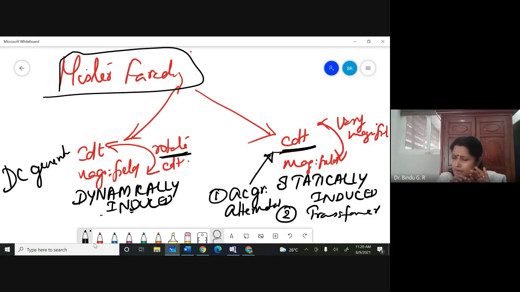Now, I had gone a little wrong while I was writing it. Just remember, when the conductor remains stationary, it is statically induced EMF. And when the conductor rotates, or when the conductor is dynamic, it is dynamically induced EMF. It is dependent on the conductor. Conductor rotates or changes position means dynamically induced. Conductor remains static or stationary means it is statically induced EMF. I hope that much is clear to you.